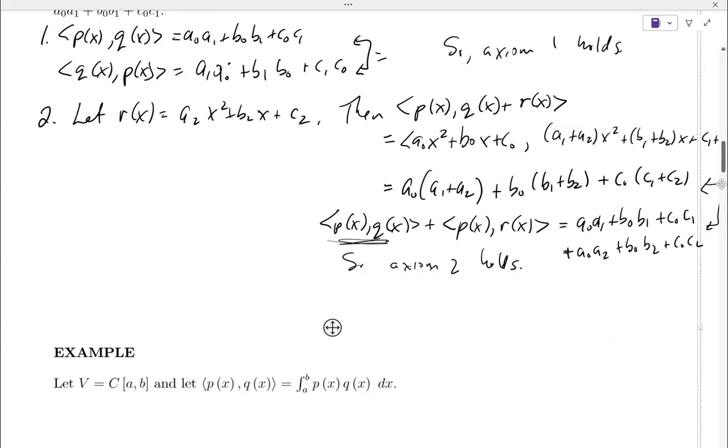4 says that if you do the inner product with itself, you have to get non-negative. That's the first part, right? So if I do the inner product with itself, it has to be non-negative. This is what we need to check. What do you get when you do the inner product with itself? You get a naught squared plus b naught squared plus c naught squared, which is definitely non-negative, right?